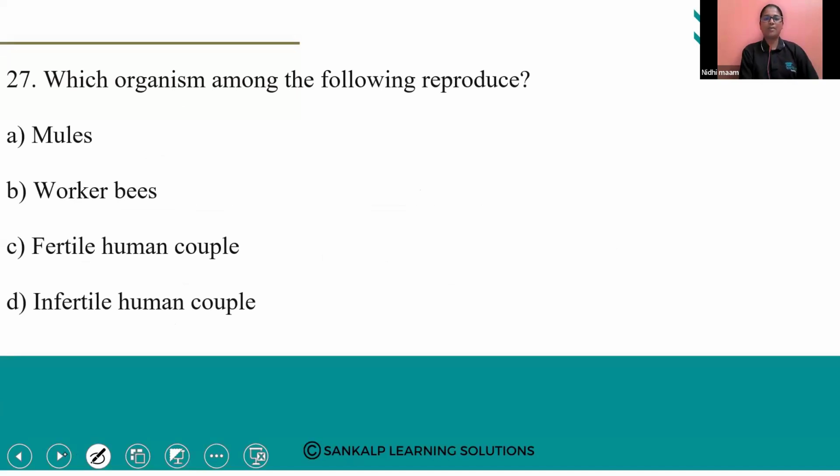Which organism among the following will reproduce? Mules, worker bees, fertile human couple, infertile human couple. Dhavina answered it. Rumana Kausar answered it. Vaividya answered it.